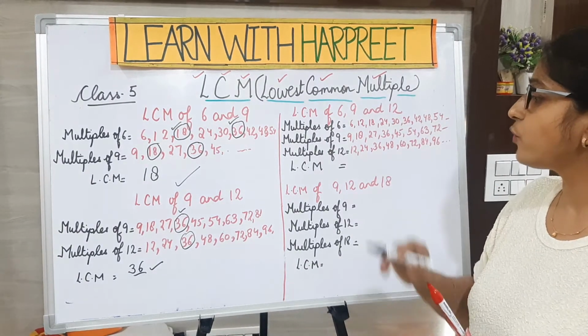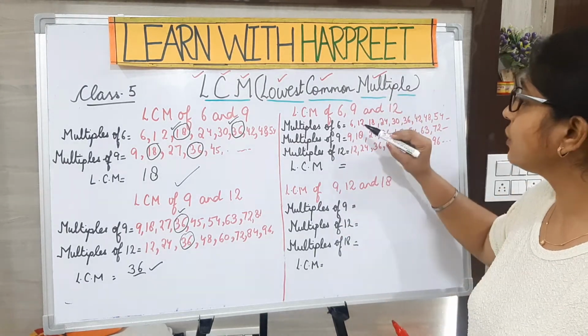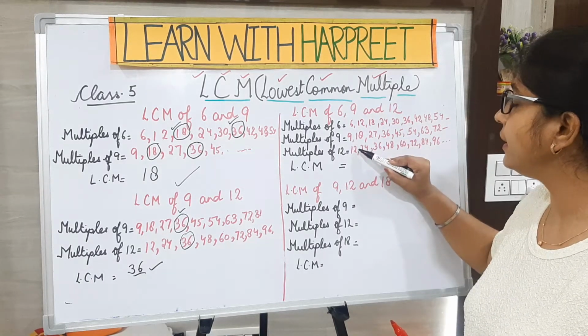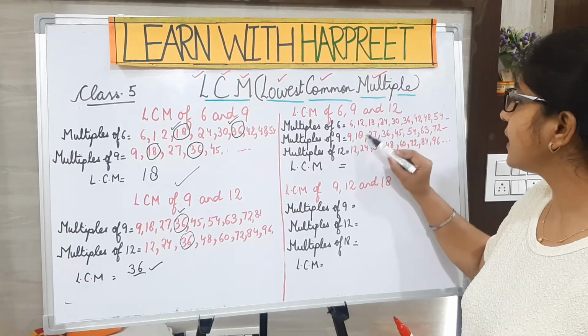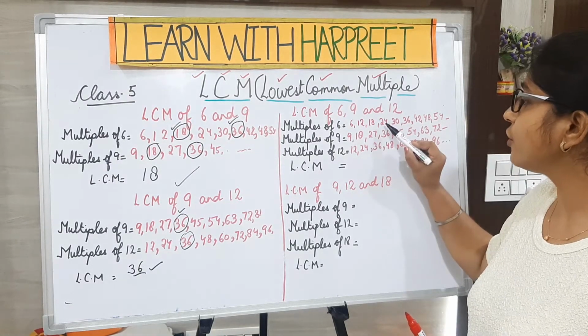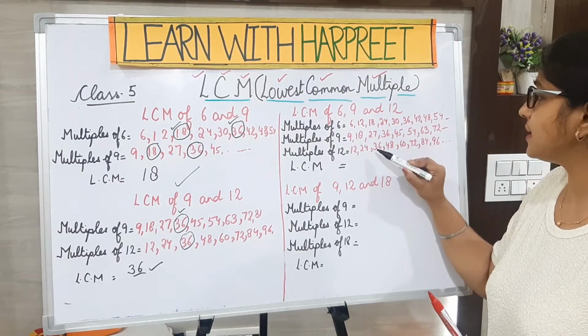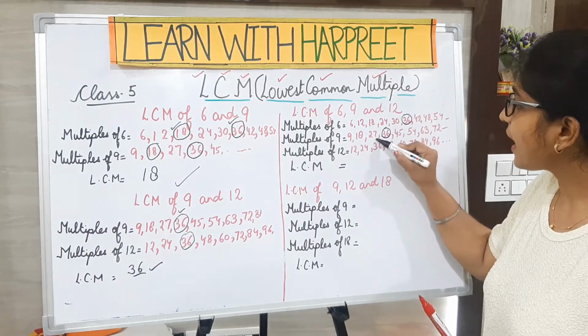Now let me see what are the common multiples among all the three. 6 is here but not here and here, 12 is here but it is not here and here. 18 is here but not here, 24 is here but not here. 30 is here, not here. 36 is the number which is here and here.